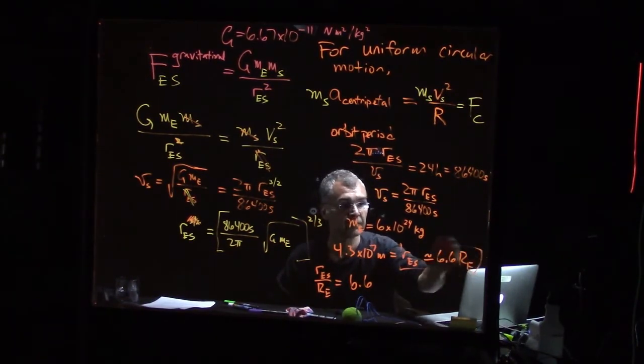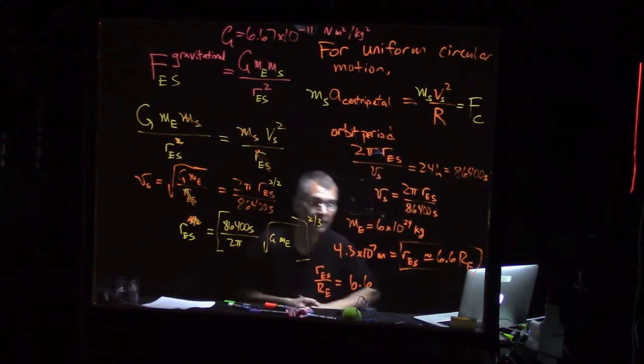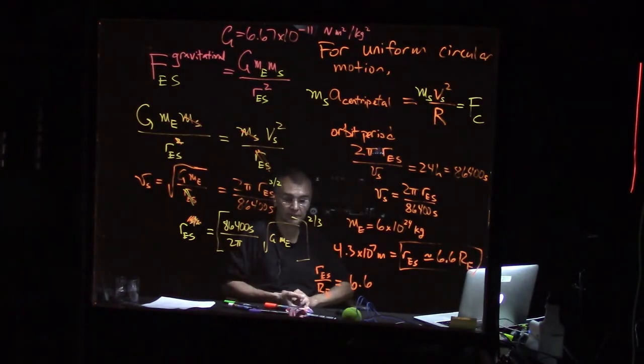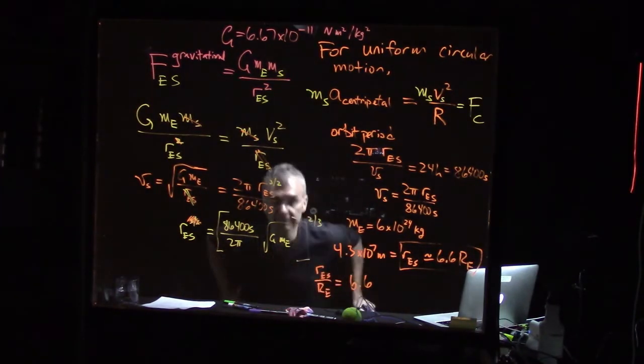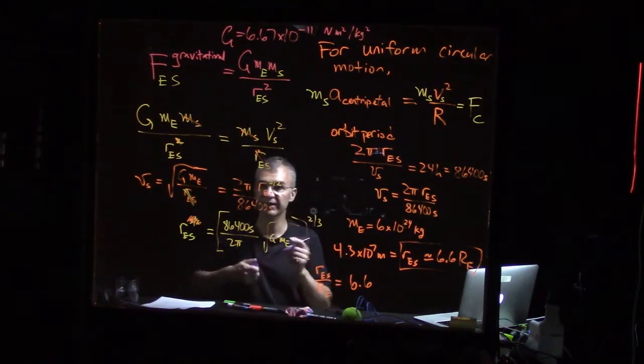So if you want to say how far above the center of Earth is a geostationary orbit, it's something like 6.5. The number I had remembered was 7. I guess it's more like 6.5.